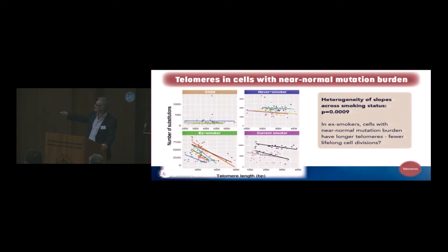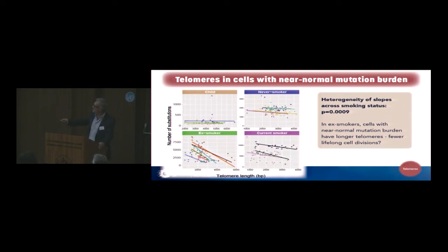And you can see in the children and the adult never smokers, there's really not very much of a relationship between the mutation burden and the telomere length. But in the current smokers, to an extent, but particularly strikingly in the ex-smokers, there's a very strong negative correlation. Each of these different lines represents the estimated slopes for a different patient. You can see that there's this very strong negative correlation between telomere length and mutation burden.